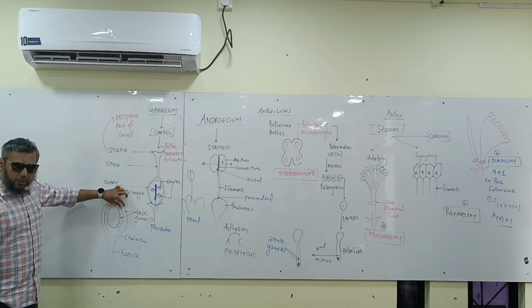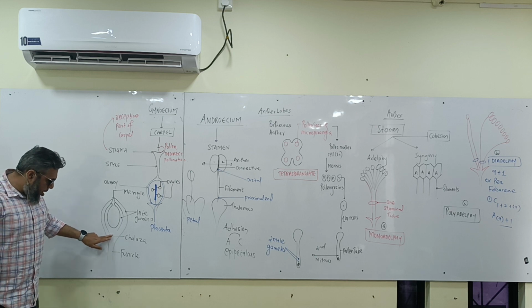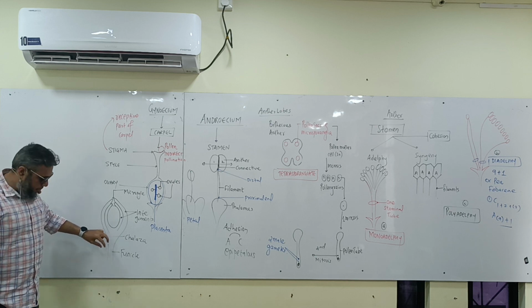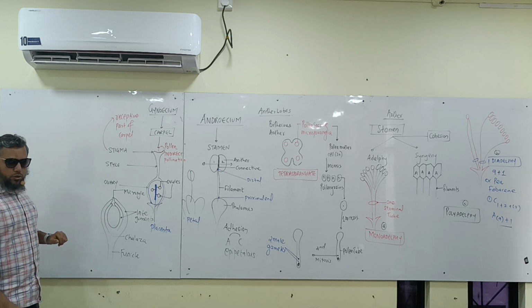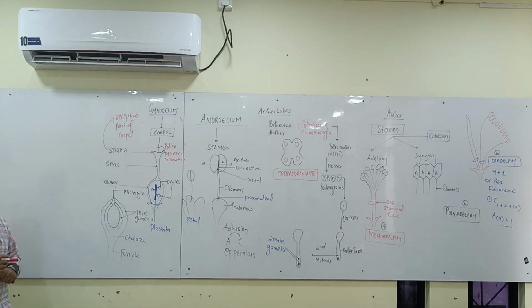दो protective layers, integuments. ये जो base है, इसको कहते हैं chalaza. And the stalk of the ovule is called as the funicle. समझा सबको? So what are the parts of a typical ovule? Micropyle, integuments, chalaza, and the funicle.